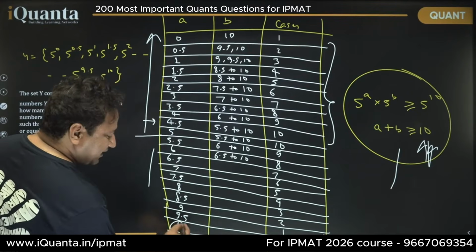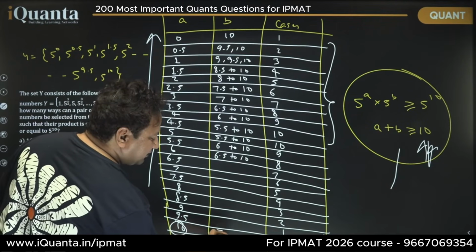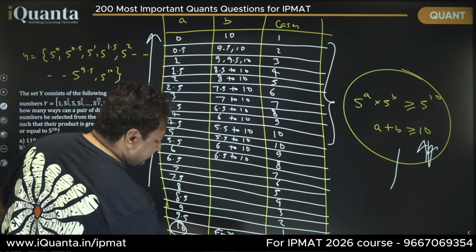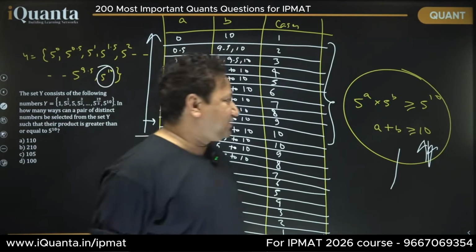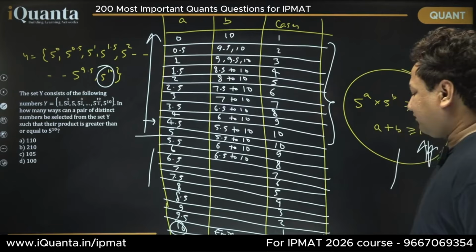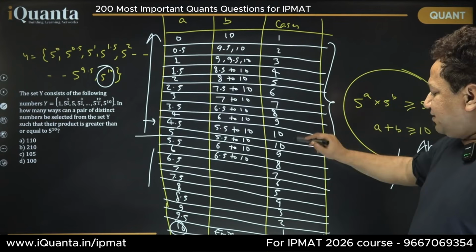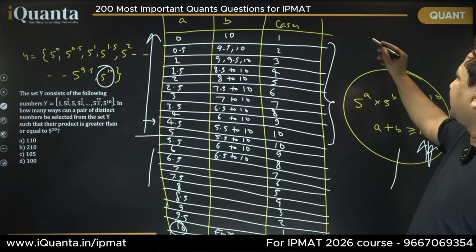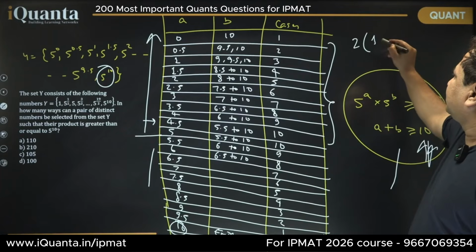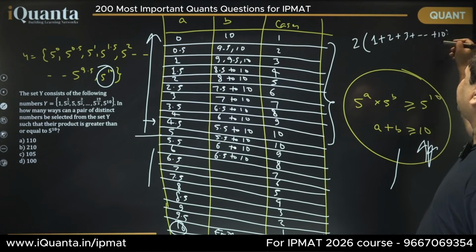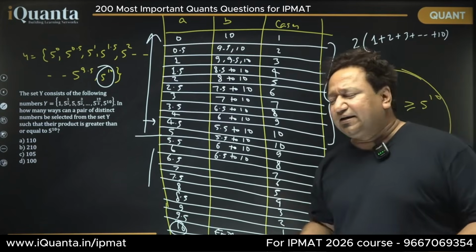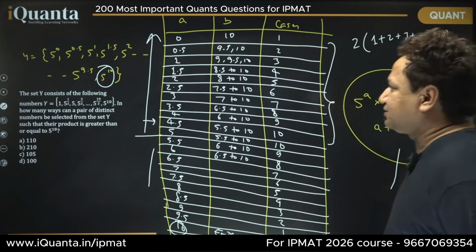But if it is 10, I cannot fill anything here. This will be empty, right? 10 is the highest value here. I cannot add 10 to 10 again because we need distinct values. So 1 to 10, then 10 to 1. Basically, it's nothing but 2 times sum of 1 plus 2 plus 3 till 10. So 2 times sum of first 10 natural numbers.